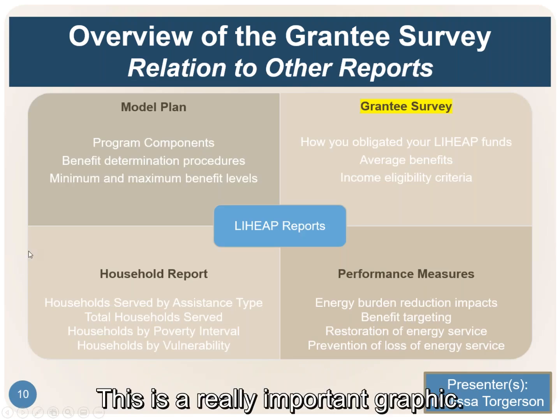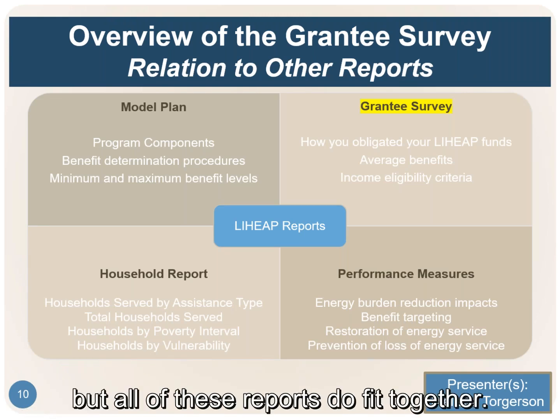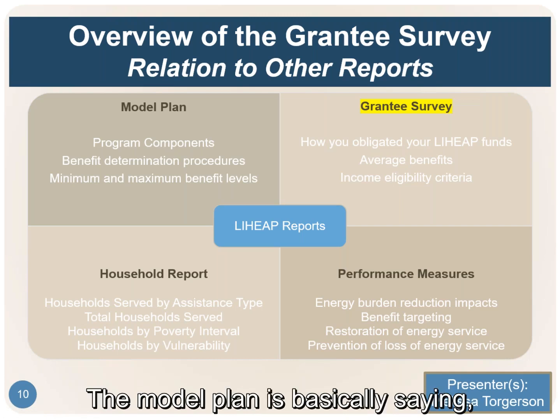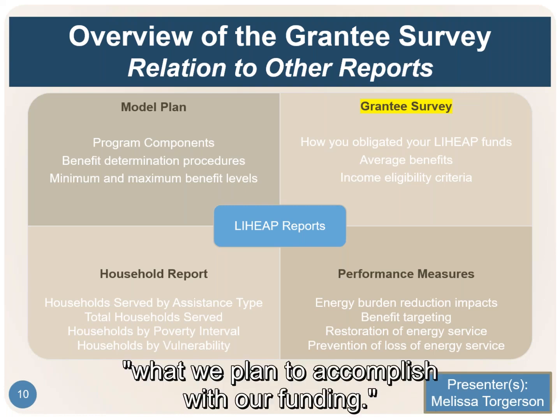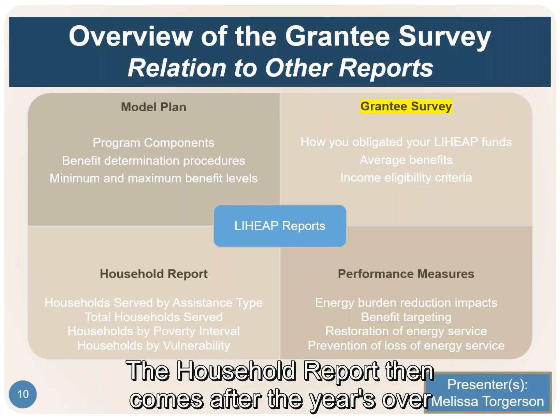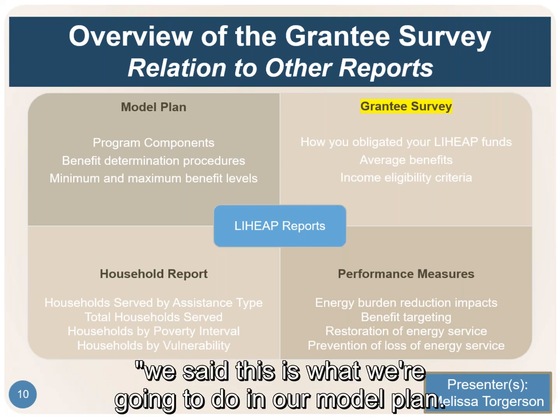This is a really important graphic. It took me a long time to really figure this out, but all of these reports do fit together. The model plan is basically saying ahead of time, this is what we plan to do with our money, who we plan to help, what we plan to accomplish with our funding. The household report then comes after the year is over, and you say, okay, we said this is what we're going to do in our model plan.